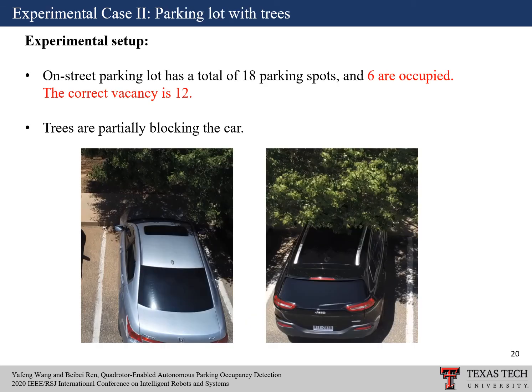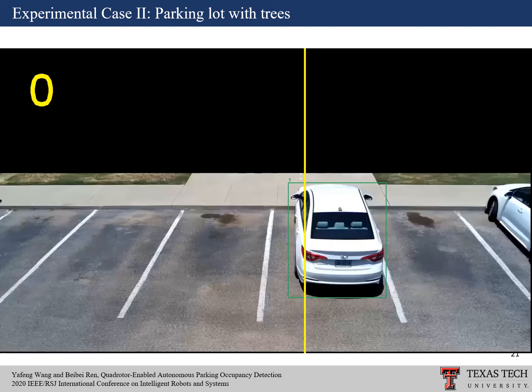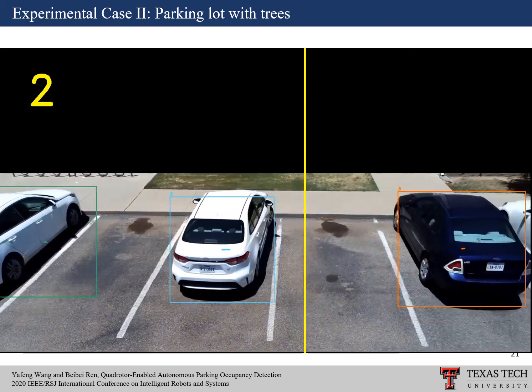For experiment case 2, we are considering a parking lot with trees. The parking lot has a total of 18 parking spots and 6 are occupied. The correct vacancy should be 12. During the experiment, some of the cars are partially blocked by the trees. Here's the video for case 2.